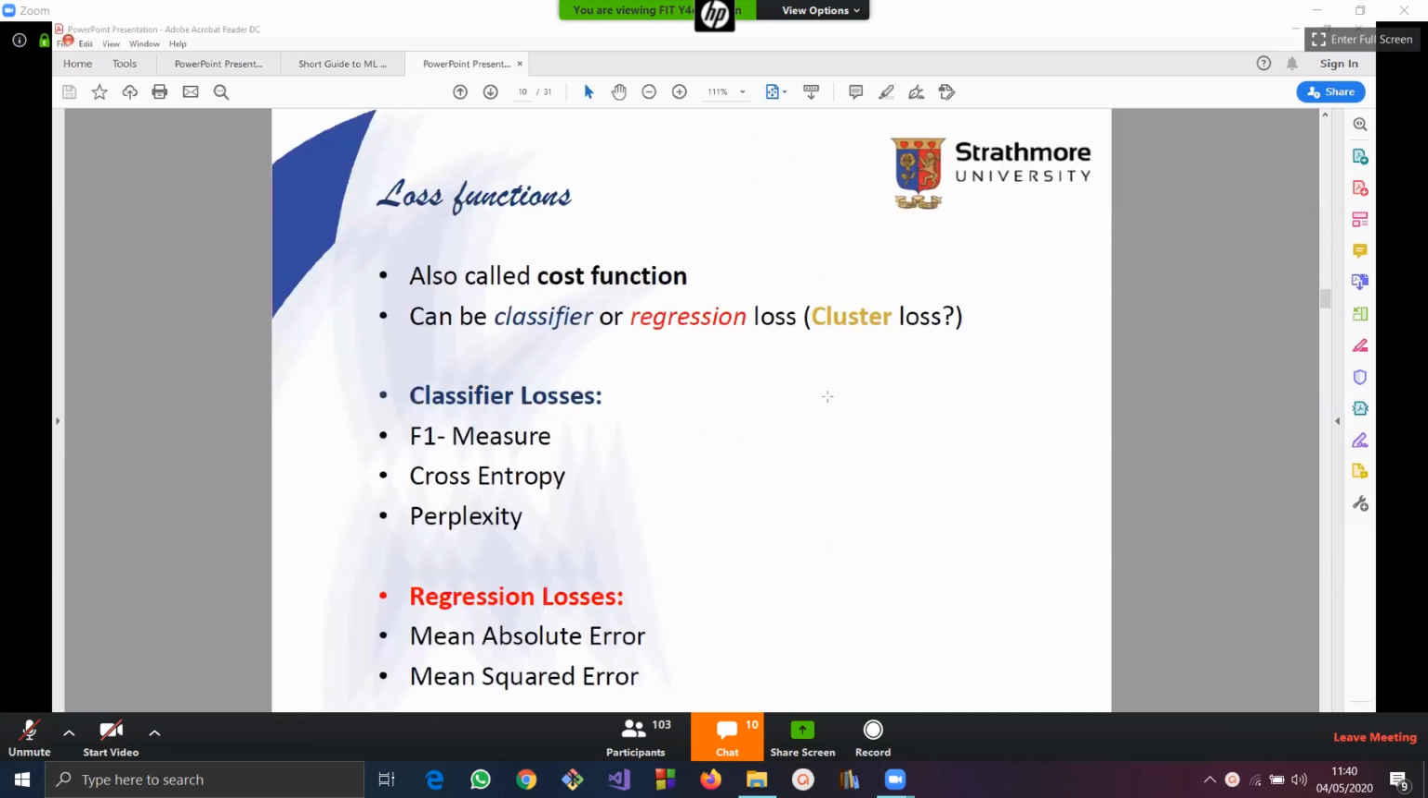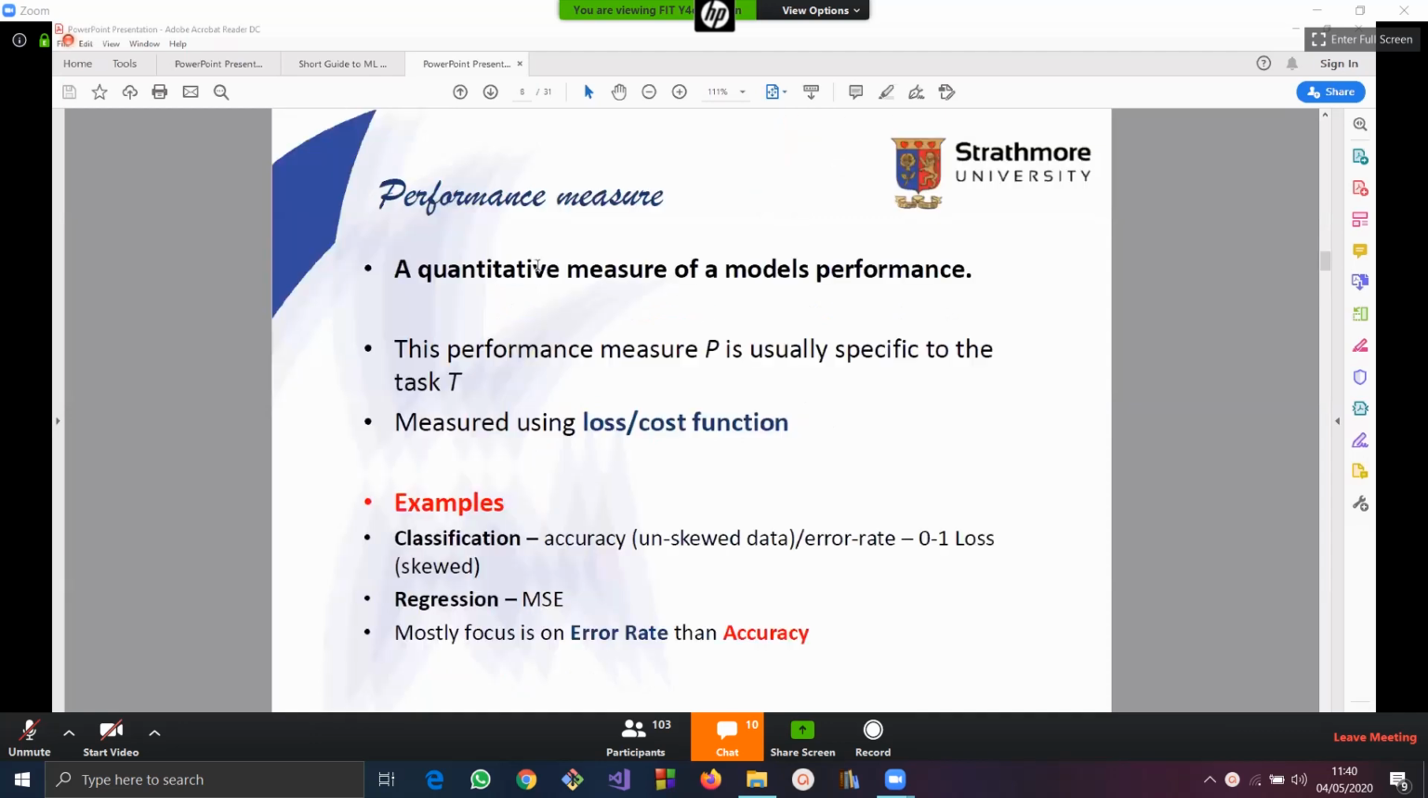We discussed some loss functions. I talked about what a loss function is and how a loss function is the quantitative measure of the performance measure. So it is just a way to measure how good our model is doing. And we talked about different performance measures that can be used in different tasks. So the performance measure depends on the task at hand. So if you're doing classification, we talked about that. If you're doing regression, we talked about that.